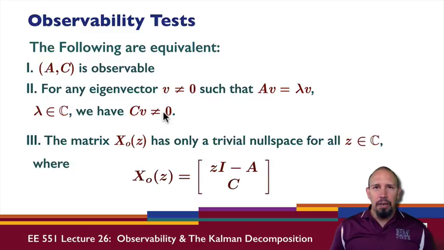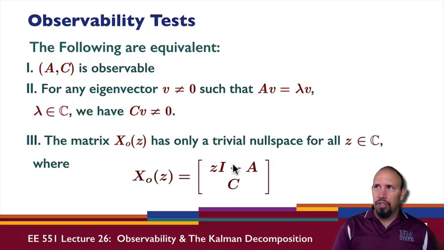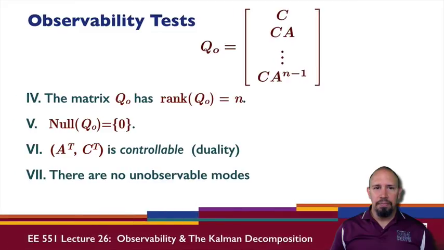So remember, in controllability we had left eigenvectors, and we had to have that left eigenvector times B being not zero for any eigenvector. So we have the comparable thing here. Here we also have the PBH test. Here we have XO instead of XC. So XO is of this form, and this says the matrix XO has only a trivial null space for all Z. Again, we only need to check the eigenvalues of A in this test.